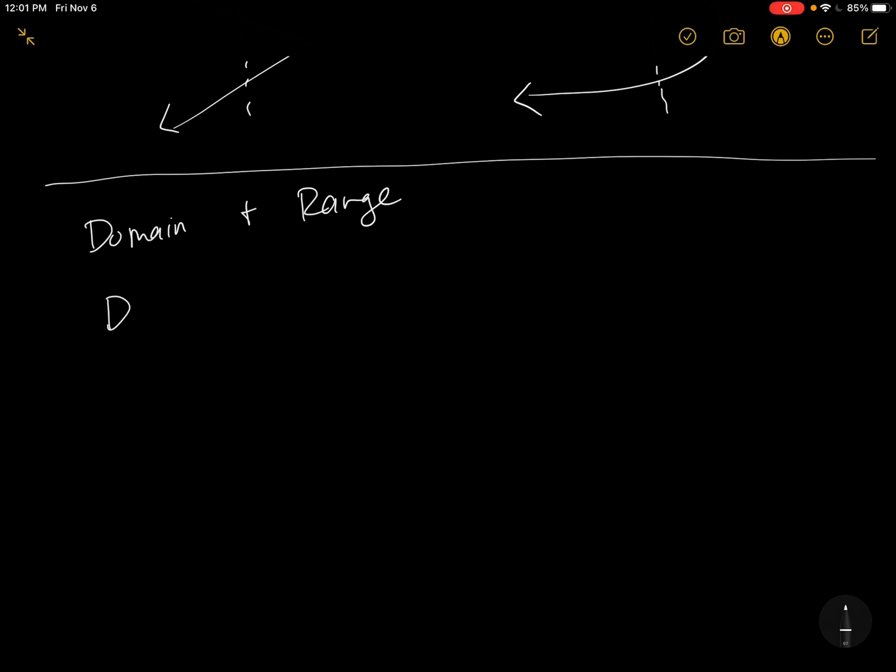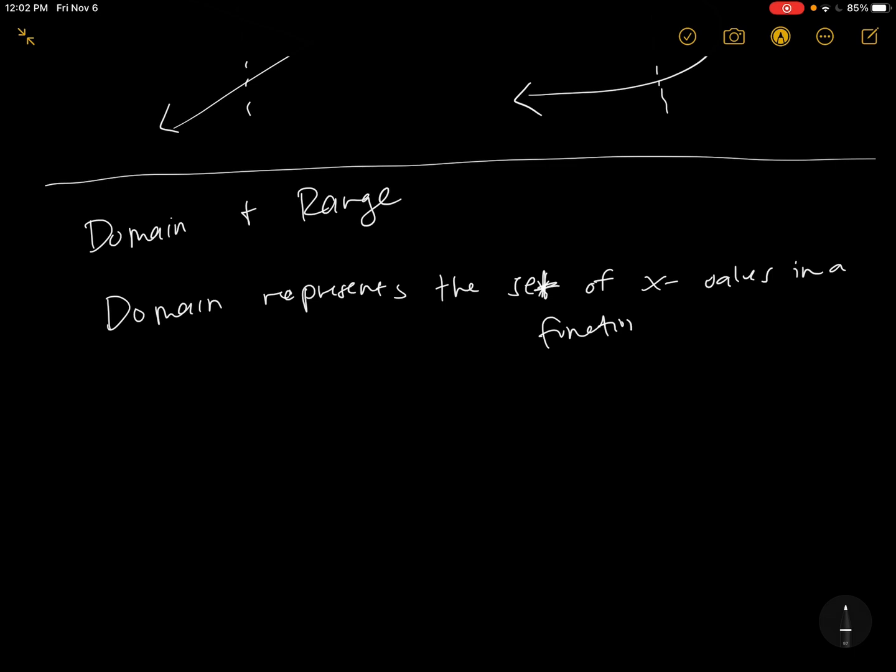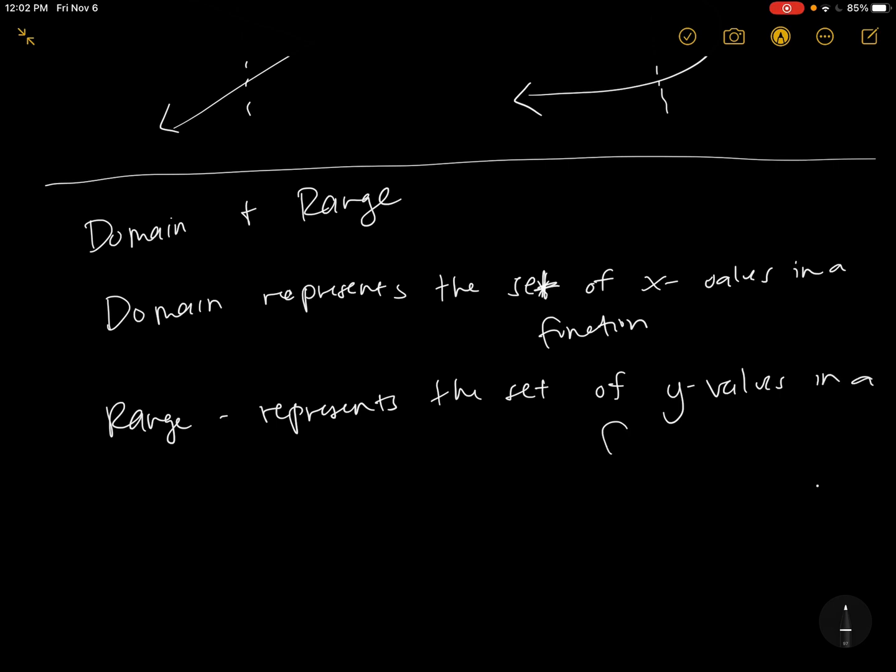Okay, so the domain represents the set of x values in a function. The range represents the set of y values in a function.